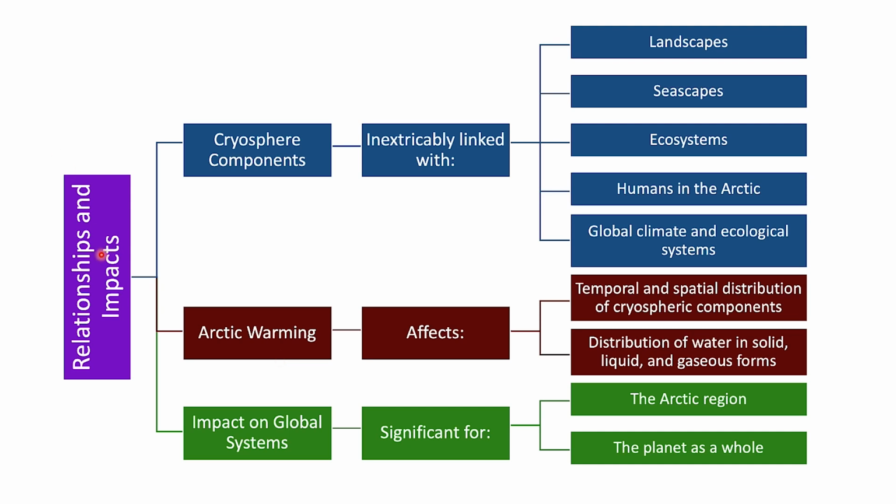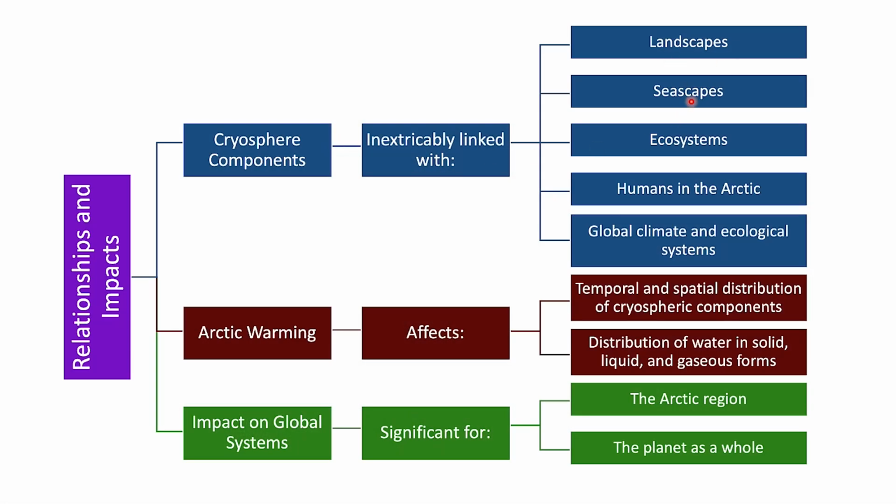And what are the relationship and the impact? If you look at the cryosphere components, basically ice, this is linked with the landscapes, seascapes, ecosystems, humans in the Arctic, and global climate change and ecological systems. In our textual material, we will be discussing more about all these effects, how they are interrelated and how the change in the cryosphere affects landscapes, seascapes, ecosystems, humans in the Arctic, and the global climate and ecological systems.